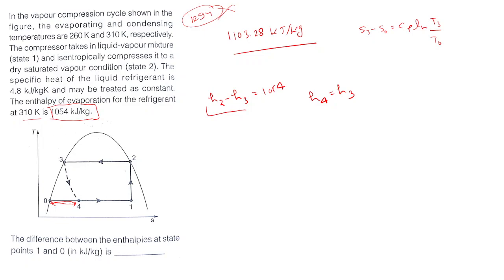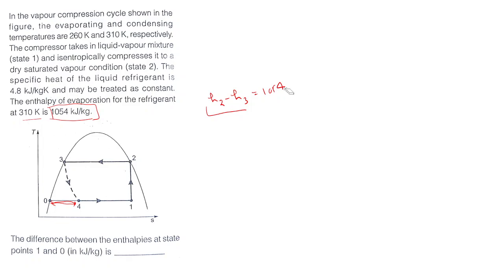Okay, step by step we'll do. So we'll start from zero. Whatever data is given, accordingly we'll go and let's see what will happen. First of all, it is given H2 minus H3, right? So here we can get easily S2 minus S3. What would this be? 1054 divided by 310. How much will this be? 3.4. Okay.